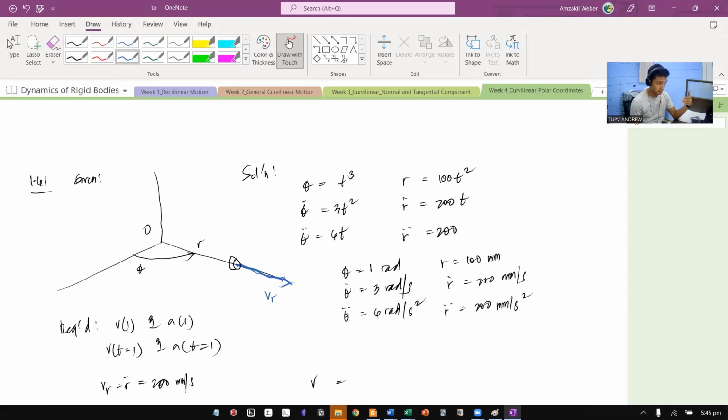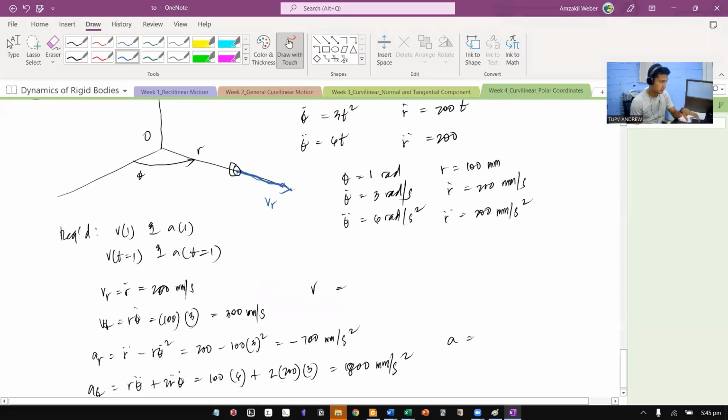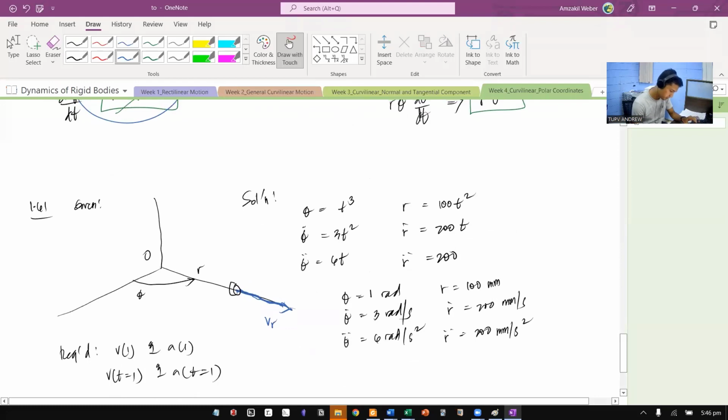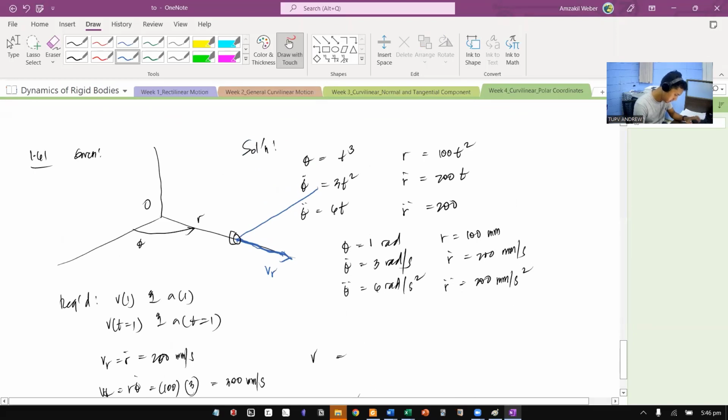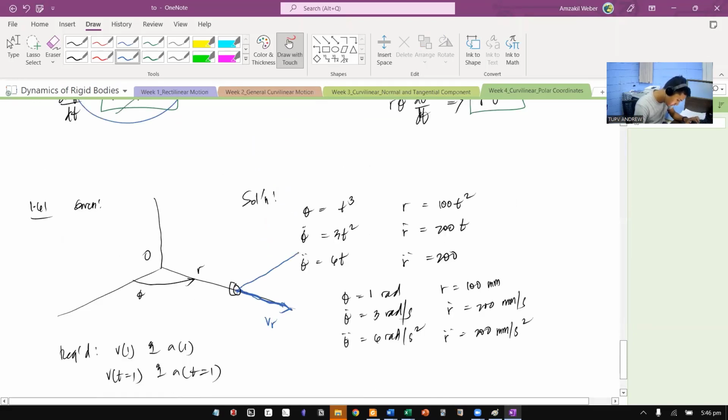Positive siya. Therefore, it must increase VR. While our V theta is positive also, therefore it must increase theta. So in the direction of increase in theta, dito rin sa VR. That is 300. 2/3 na. This is V theta.